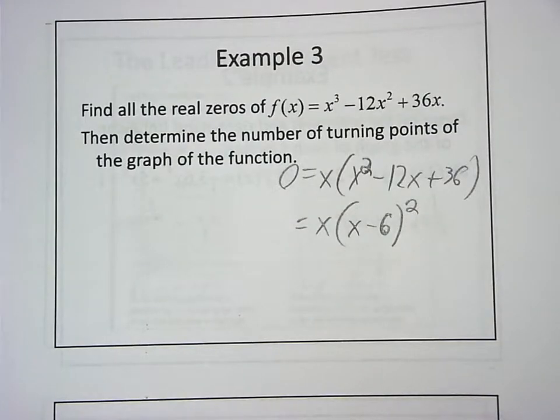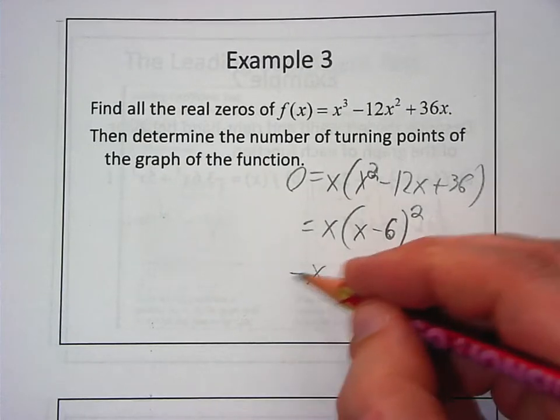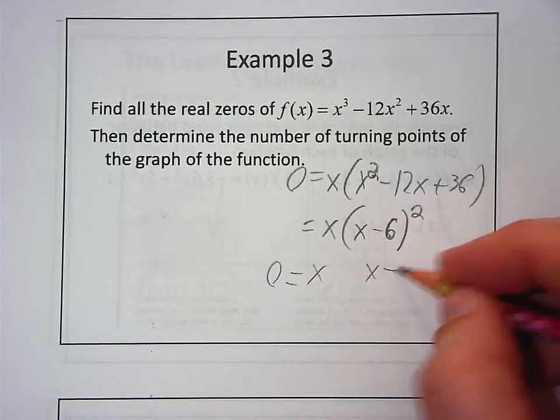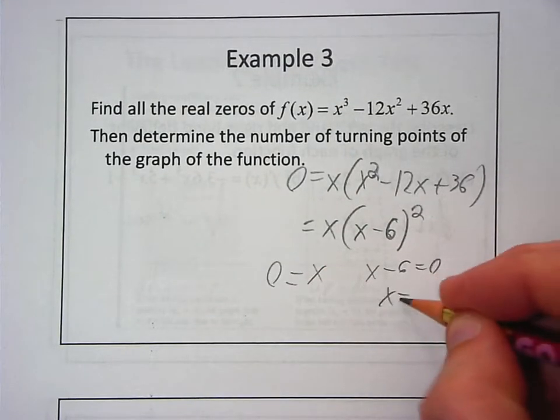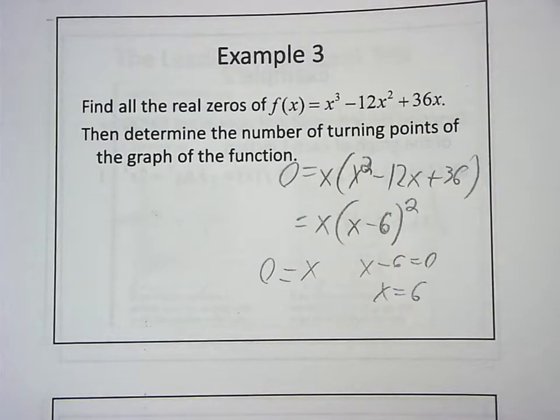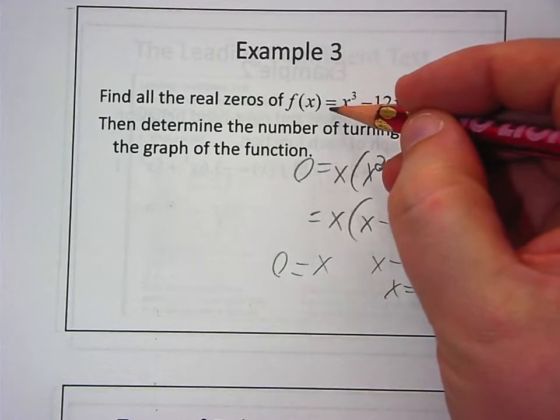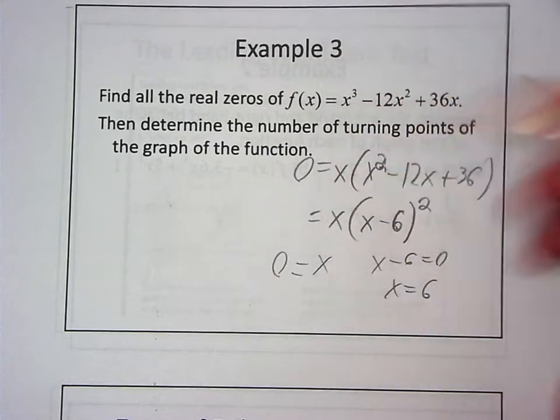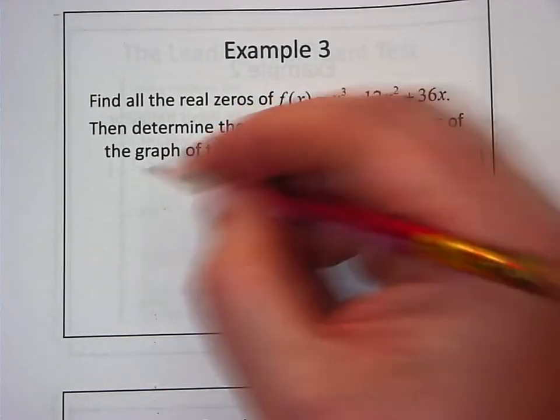So that tells me what zeros do I have? What x-intercepts do I have? Yeah, this gives me x is equal to 0. This gives me x is equal to 6. Now, what's the end behavior going to be on this graph? Down, up. Go back to the original. Odd power, positive out front is going to be down, up.